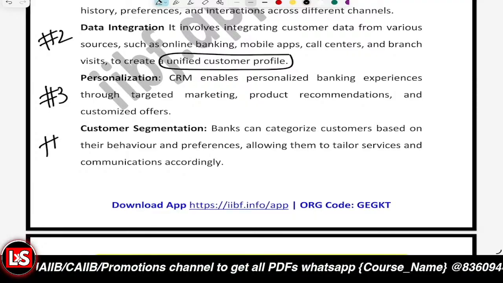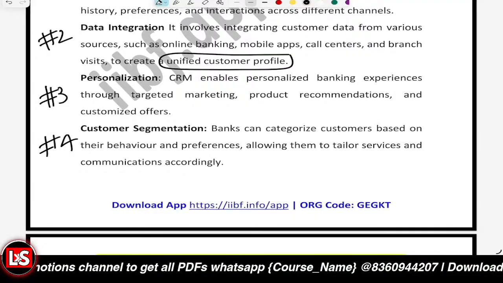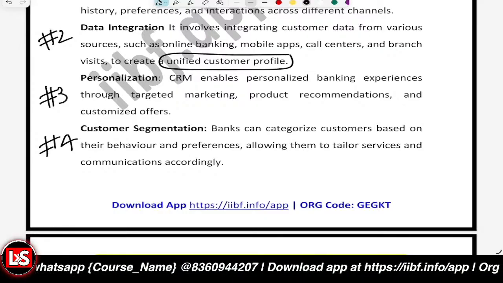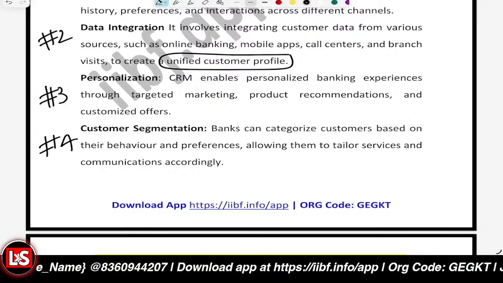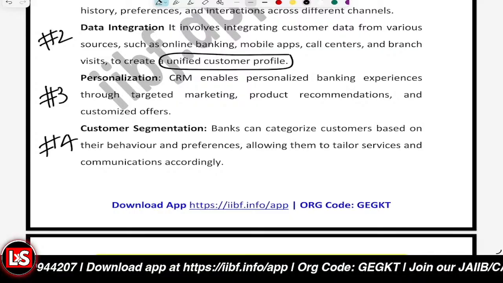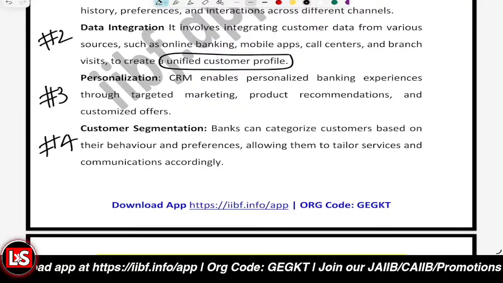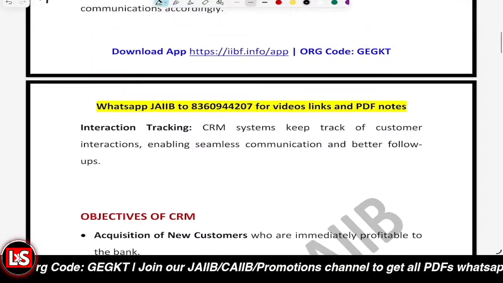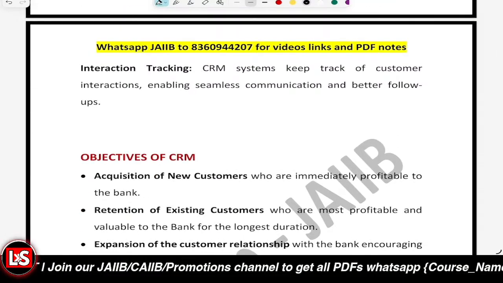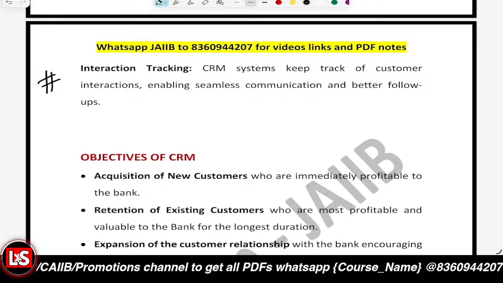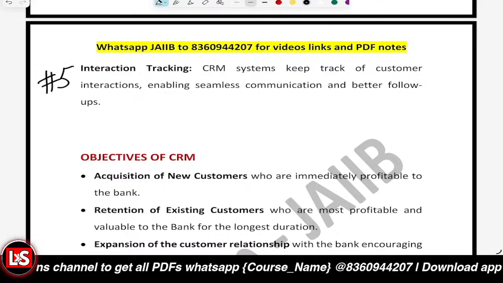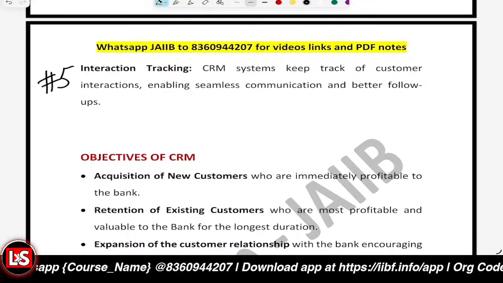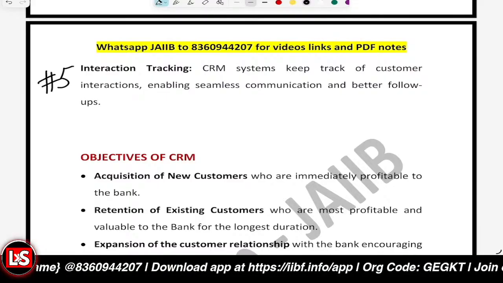Another one is customer segmentation. We can make categories based upon their income, behavior, profitability, banking needs, etc. Based upon the customer segmentation, we will be communicating with the customers. Then it's related to interaction tracking. What is interaction tracking? We record all the interactions with the customer, whatever we have interacted about, so that we can have better follow-up and be consistent in the communication. That's interaction tracking.